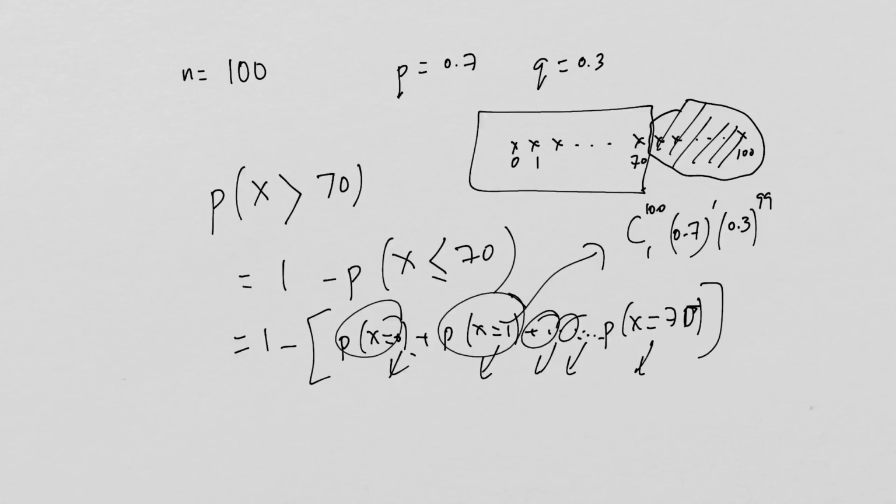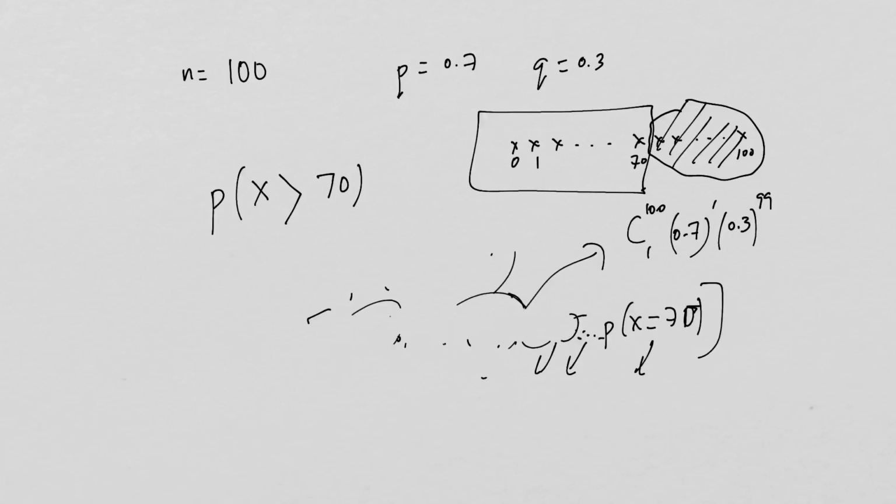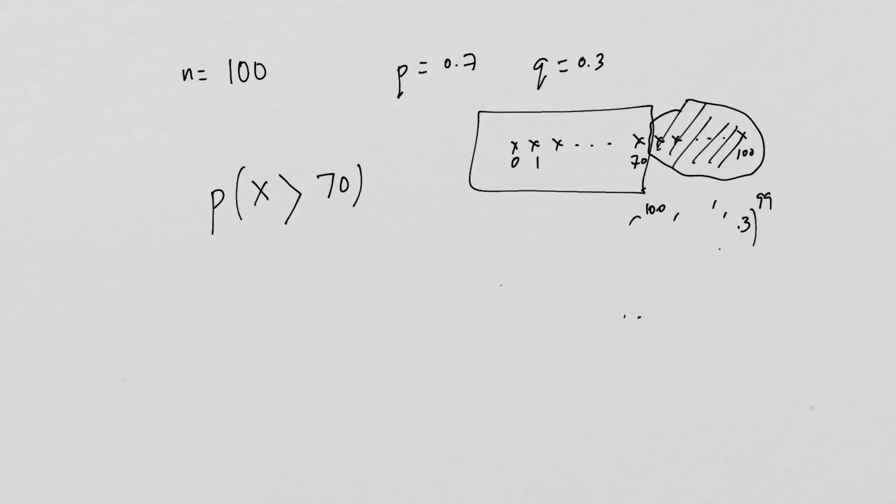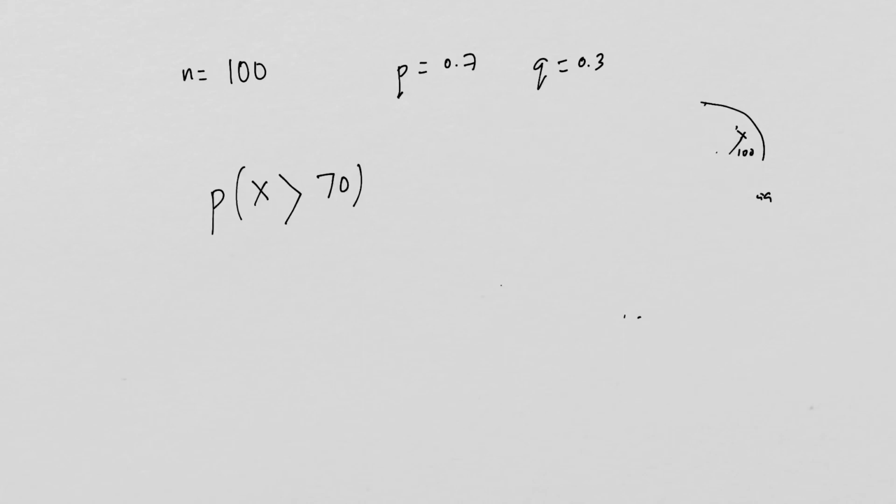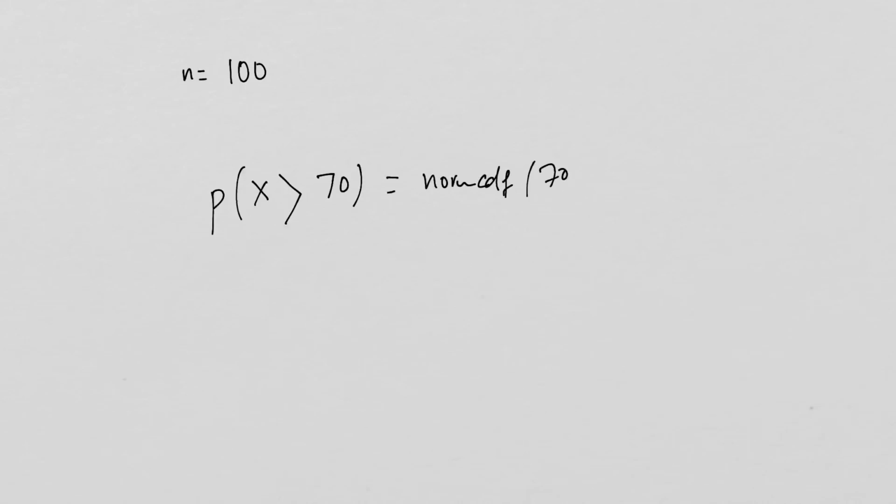We said, you know what? If NP and NQ are both more than 10, and I can approximate, it'll be a joke. It'll be so easy. I could just do norm CDF interval, mu, which is NP, sigma, which is the square root of NPQ, and you're done. We love to work with normal distributions.